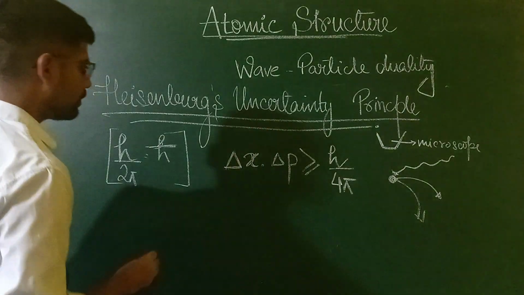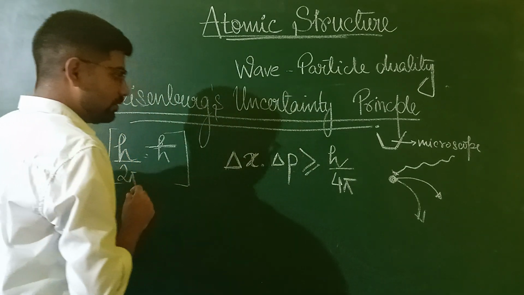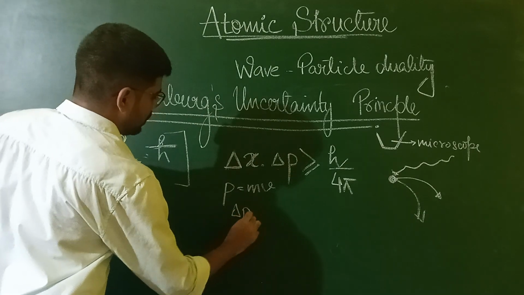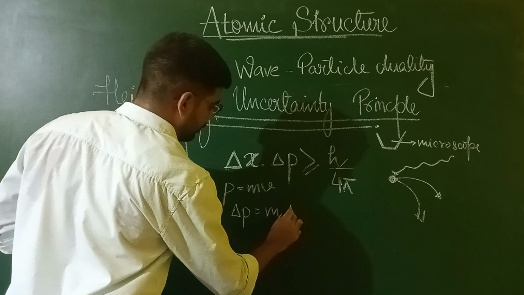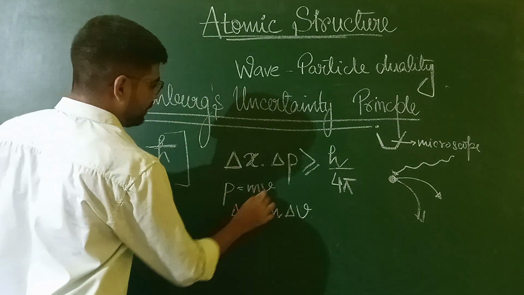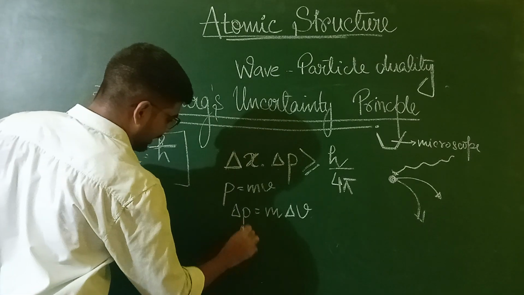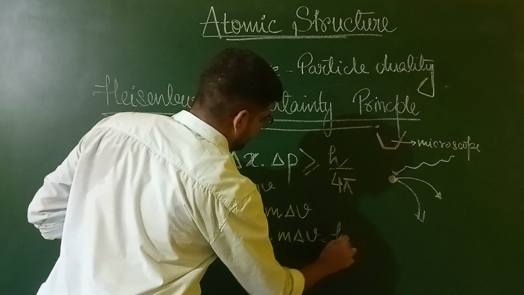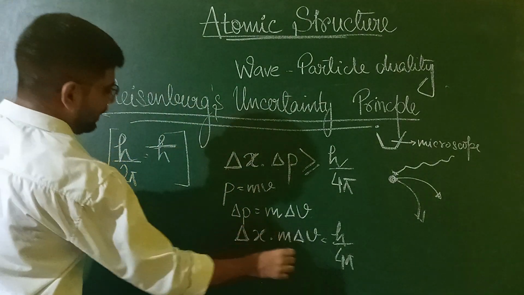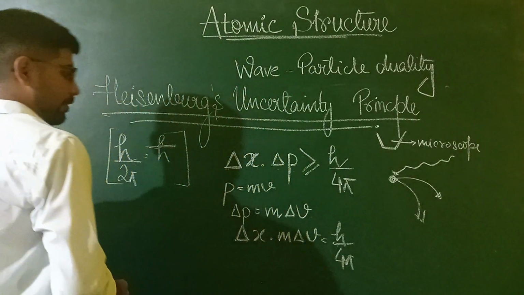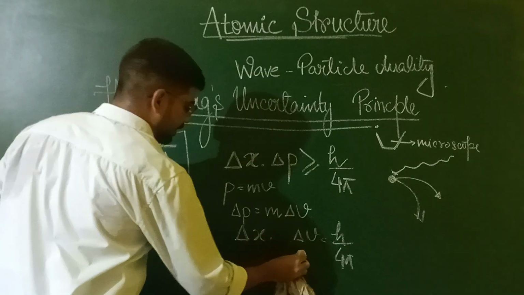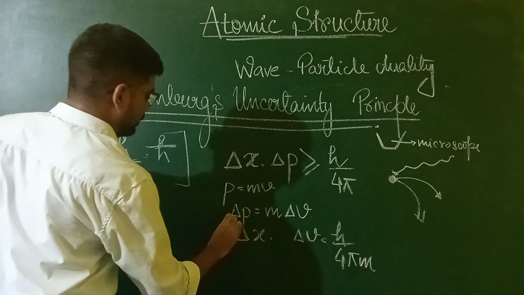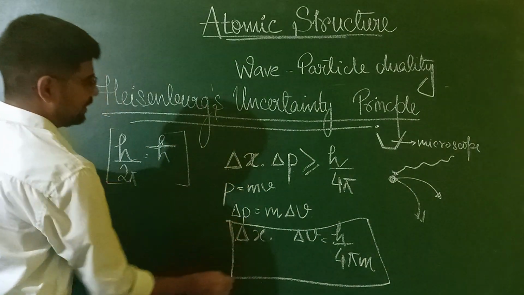Now momentum, if you remember in de Broglie we use the formula p equals mv, mass into velocity. So del p will be mass, that is constant, mass won't change but velocity will change, m into del v. So we can substitute the del p value in this equation. So del x into m del v is equal to h by 4 pi. Bring the m to this side, what we will get? del x into del v gives h by 4 pi m. This is my another expression for Heisenberg's uncertainty principle.